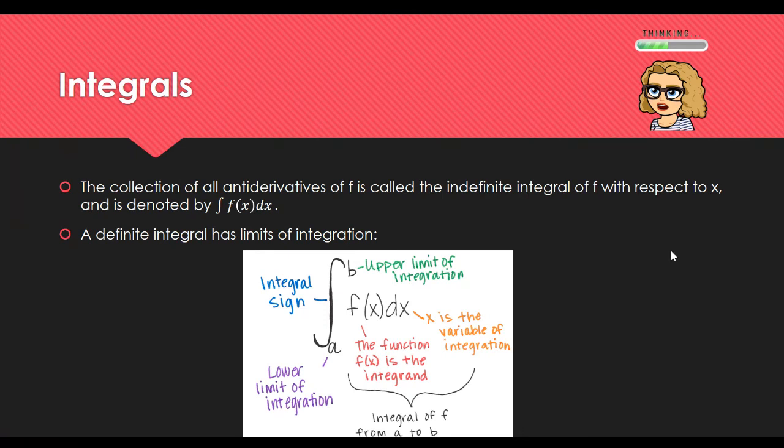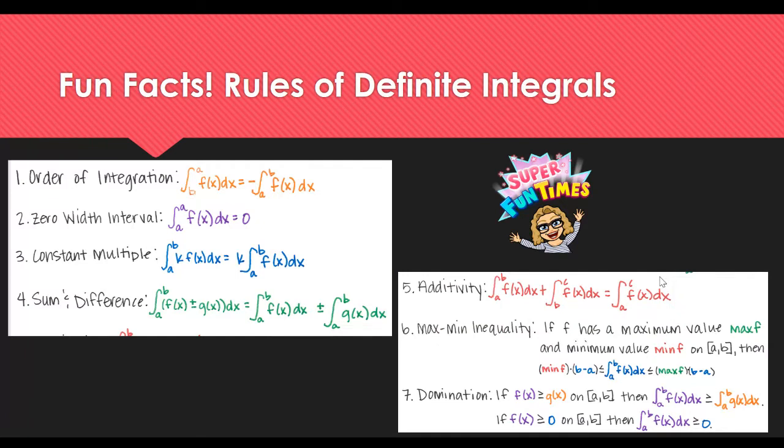All right, that's a lot. What's it mean? Well, we get to use some fun facts to figure these out. We have the order of integration. So if it goes from b to a instead of a to b, you just make it negative to flip them upside down.